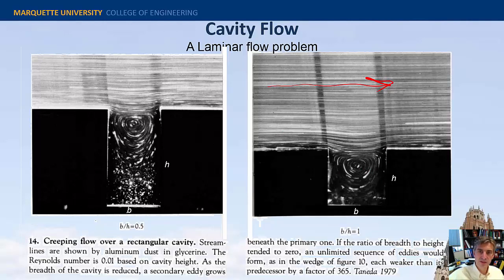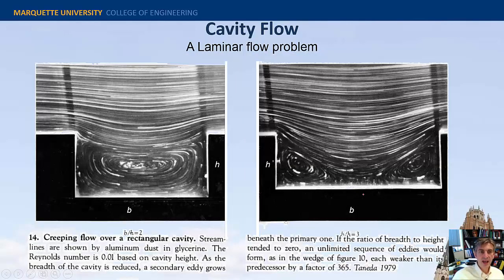You can see that because of this free stream velocity flowing over the top of that cavity, it induces a circulation within that cavity. As we change the base and the height, we can see some different things. If it's really, really tall, if h is large compared to b, so b over h is 0.5, then you can have a stagnation region below this recirculation zone. And as h gets smaller relative to b, that goes away.